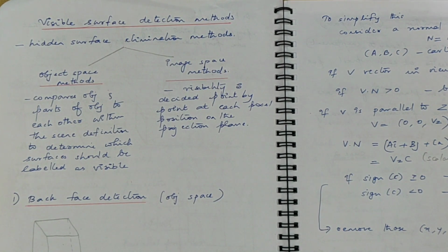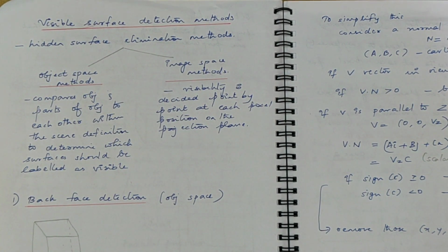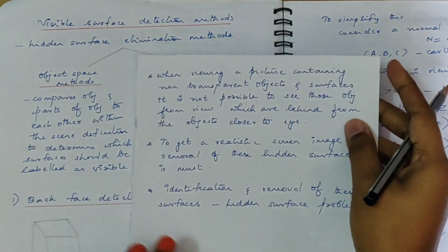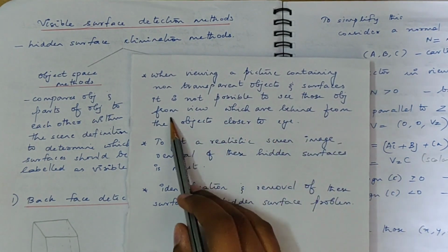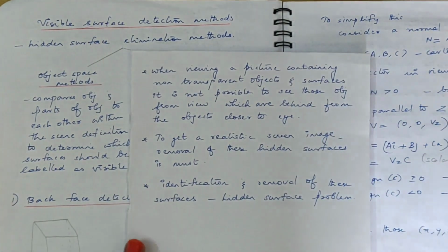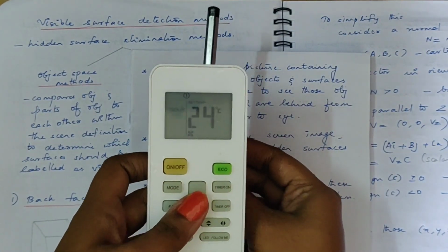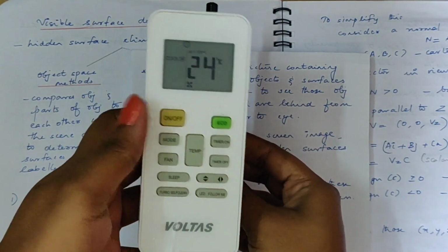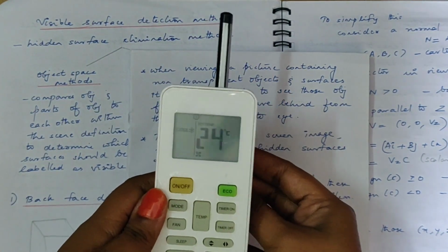The topic that we are going to deal with today is from Module 6, and we are going to see visible surface detection methods. What visible surface detection means is, if you're viewing a picture containing non-transparent objects and surfaces, it is not possible to see those objects which are behind the objects closer to the eye. Like if you have this object and you have this pencil coming here, you are only able to view those objects which are in front of your view. Those that are behind, you are not able to view.